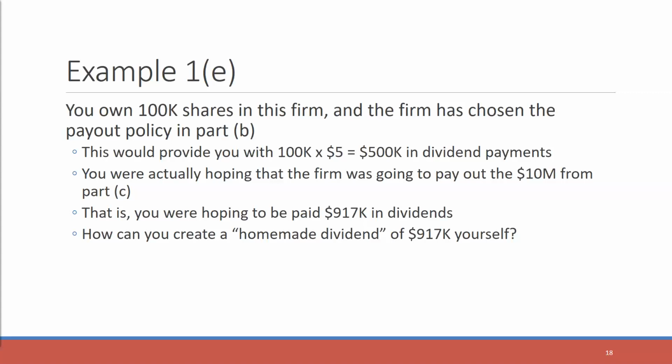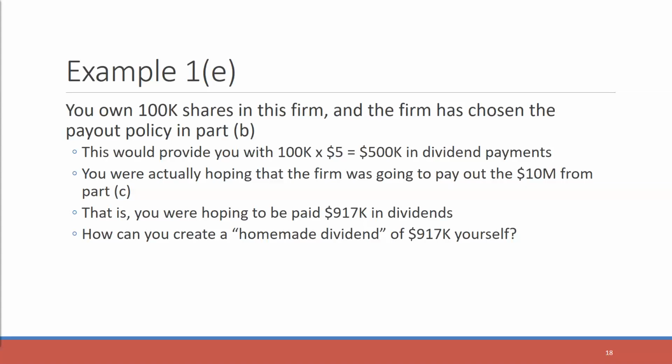Well, the way that we'll think about making your homemade dividend, it's pretty straightforward. You always have the right to sell your shares. So we'll do this in 2 steps. The firm follows the policy that they're going to go with, so you'll only have your 500K in dividends. What you really wanted was your 917K in dividends.